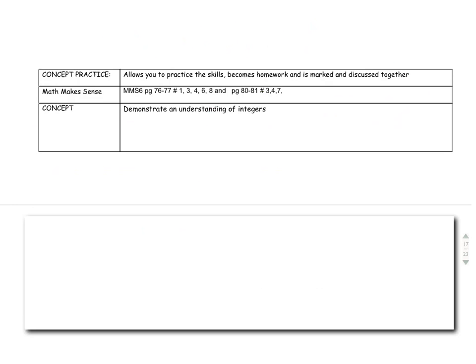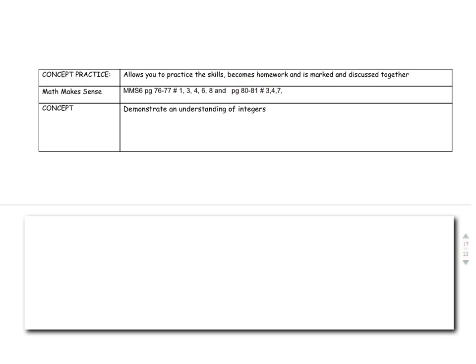All right, at this point you get to move on to concept practice, and because this was 2 lessons together, you have 2 pages to work on. Page 76 and 77, numbers 1, 3, 4, 6, and 8, and that's just positive and negative numbers. Page 80 and 81, numbers 3, 4, and 7, is comparing those positive numbers. So we're working on an understanding of numbers, of integers, knowing what they are, and then being able to compare them. Go ahead and do that.